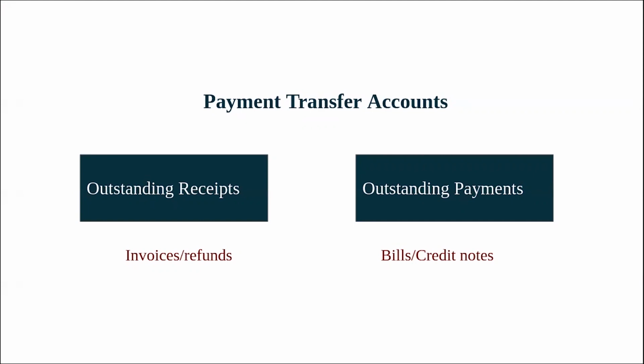So invoices or refunds can be posted on outstanding receipts account, and bills or credit notes are posted on outstanding payments. But you can use these accounts when doing payments in Odoo as long as it is not reconciled with the bank statements. So the amount will remain in the transfer accounts. The user can keep track of these outstanding payments made using that bank journal. That is, statements that need reconciliation can be tracked.